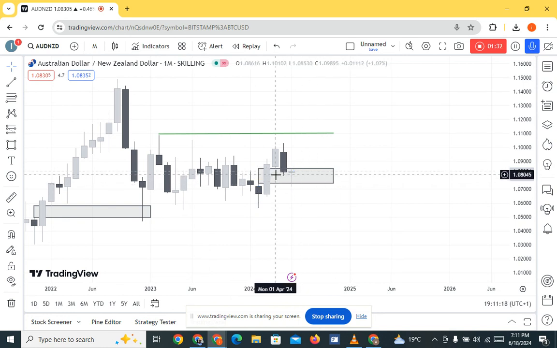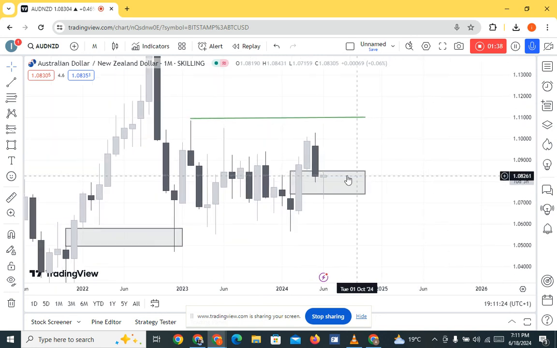This is the fair value gap that was created on the monthly, and what we are supposed to do now is mark it, and then wait for price to retrace back into it and then give us a rejection.